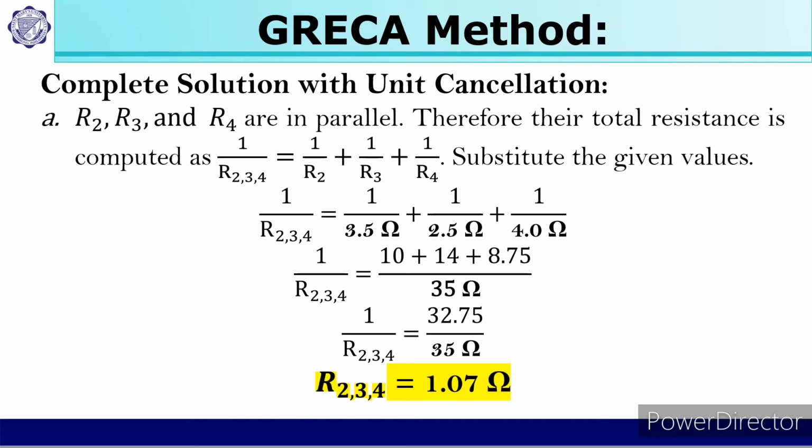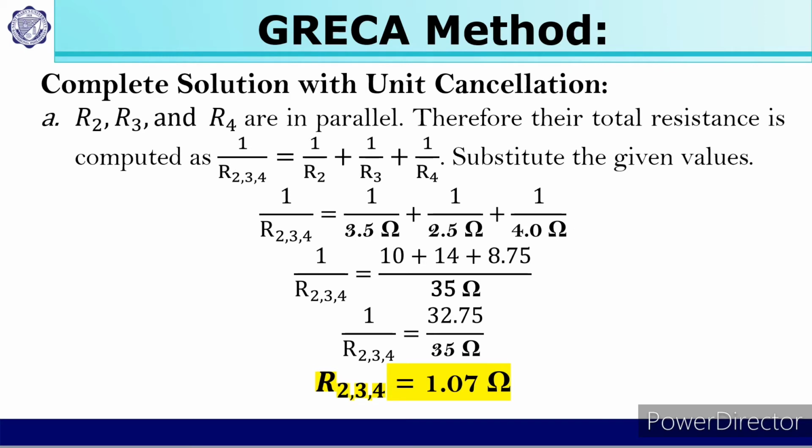Okay, now we proceed to the complete solution with unit cancellation. Since resistance 2, 3, and 4 are in parallel connection, the total resistance is computed as 1 over resistance 2, 3, 4 is equivalent to 1 over resistance 2 plus 1 over resistance 3 plus 1 over resistance 4. Substituting the given values, we have 1 over 3.5 ohms plus 1 over 2.5 ohms plus 1 over 4 ohms.